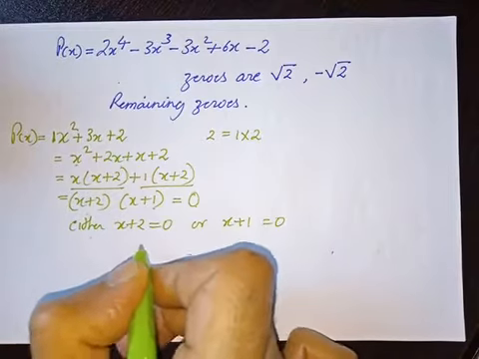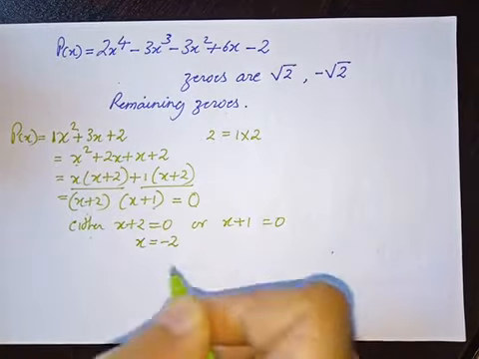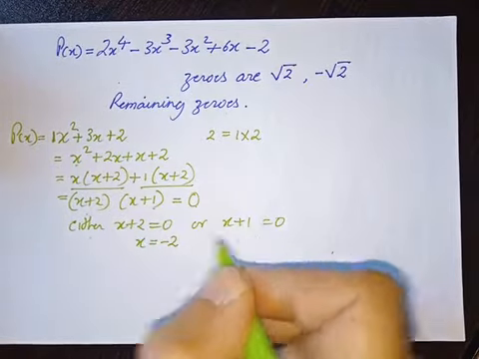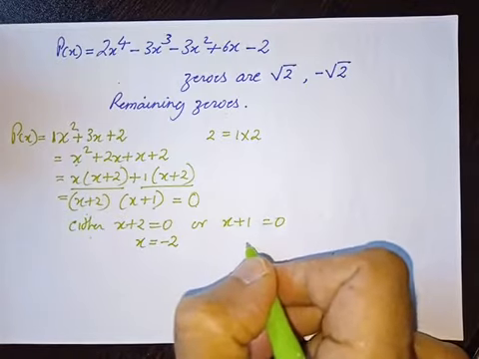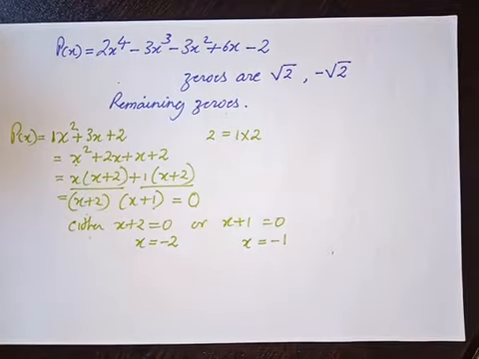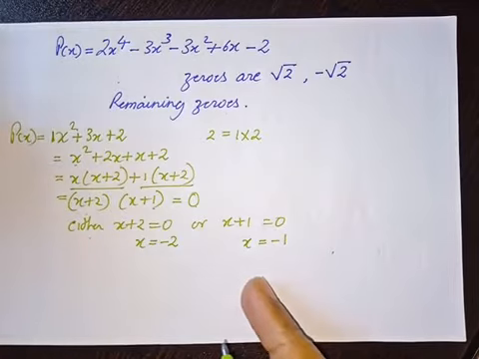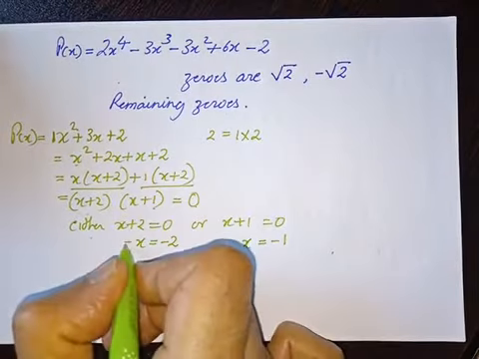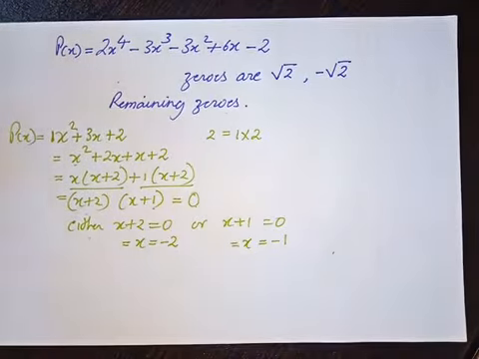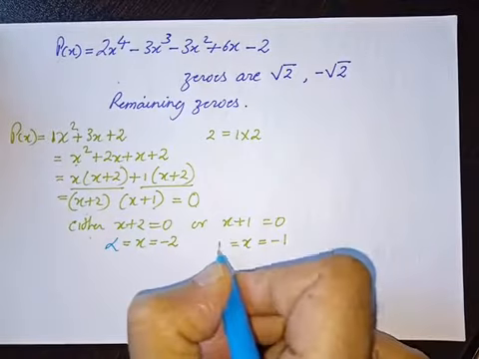If x plus 2 is 0, it means x equals minus 2 on transposing 2 to the right hand side, and if x plus 1 equals 0, it means x equals minus 1. So these are the zeros. We can represent these zeros as alpha and beta.